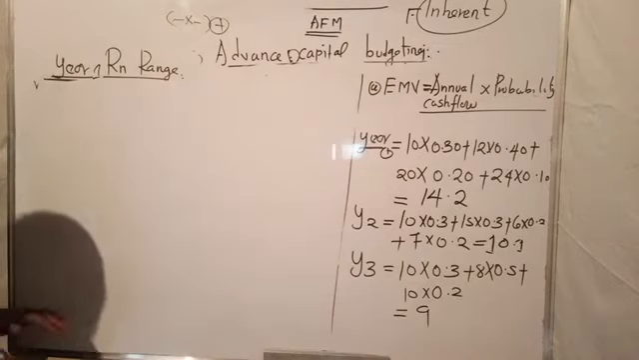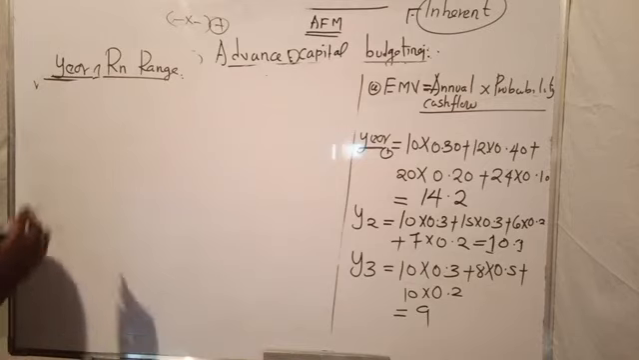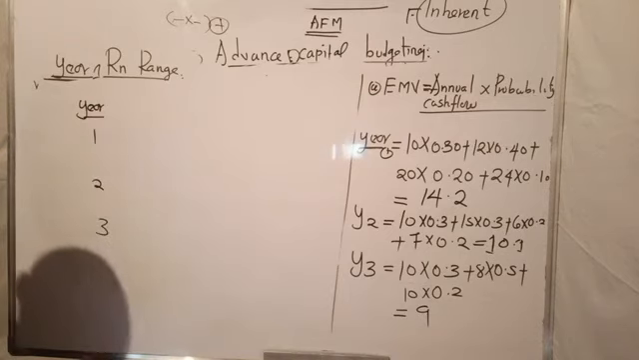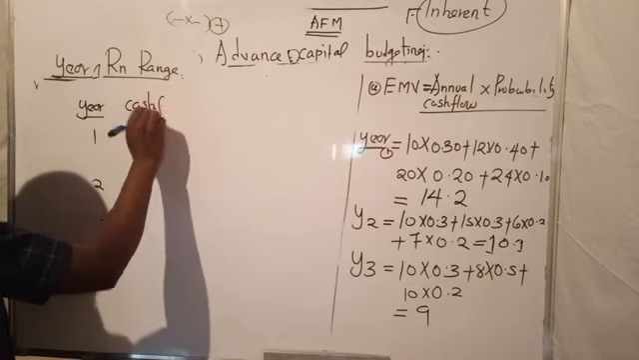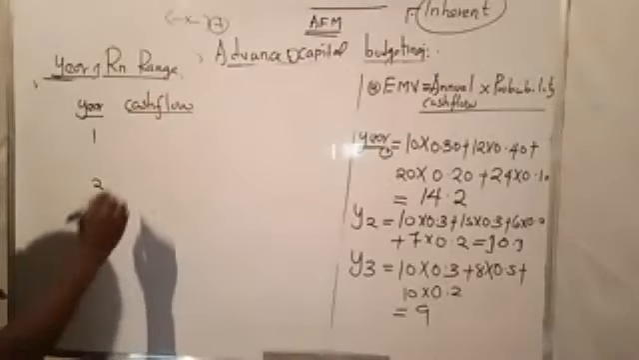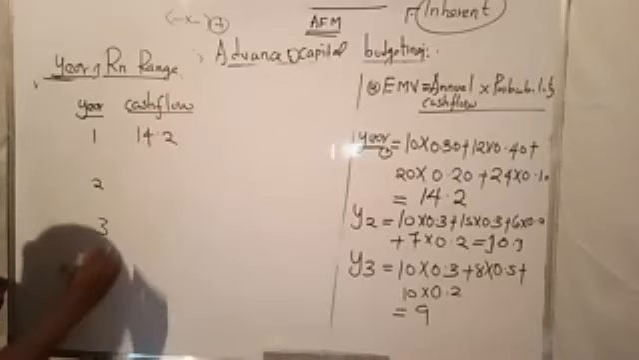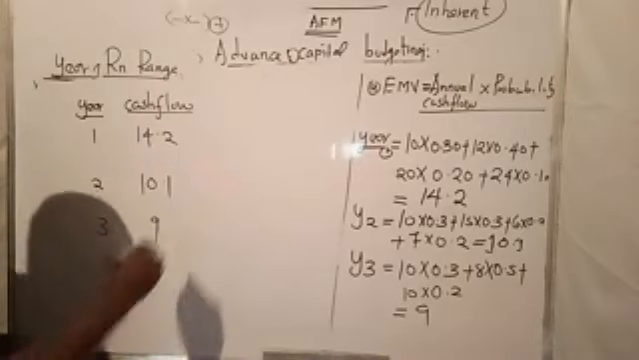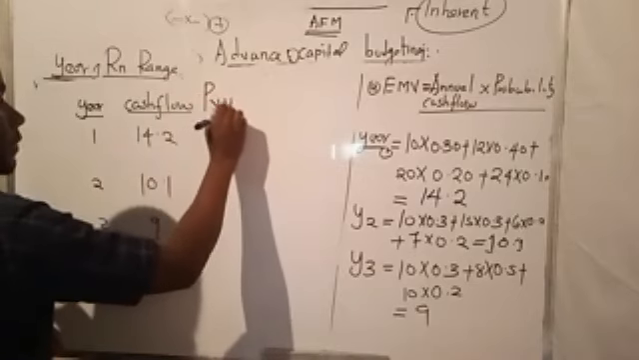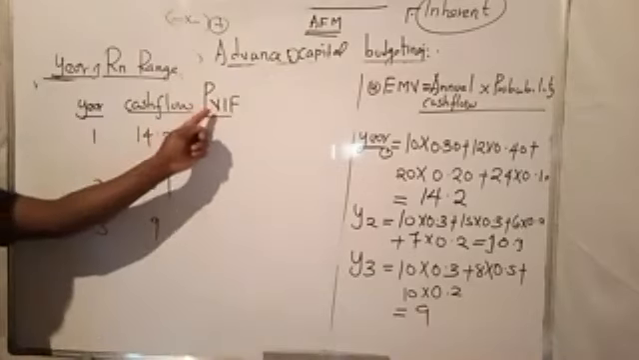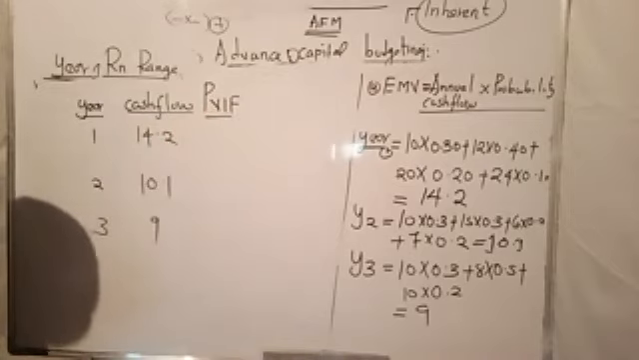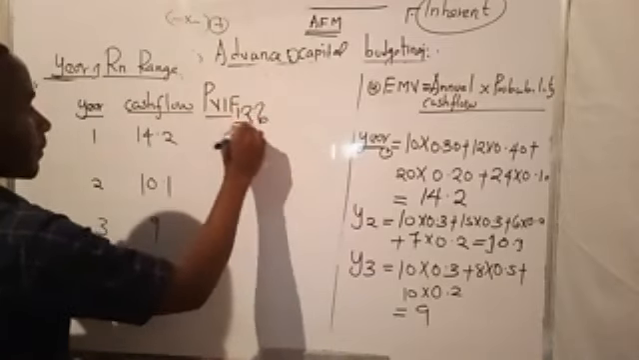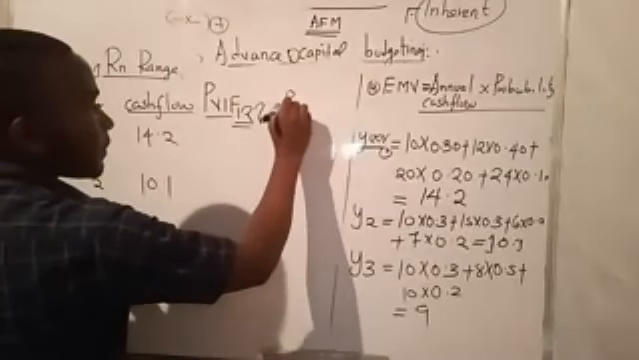So we can now get the NPV. Right here, year one, two, three, the cash flows are 14.2, 10.1, then 9. Since this one is irregular, we use the present value interest factor. We have been given the cost of capital, 12%, so we get the present value.